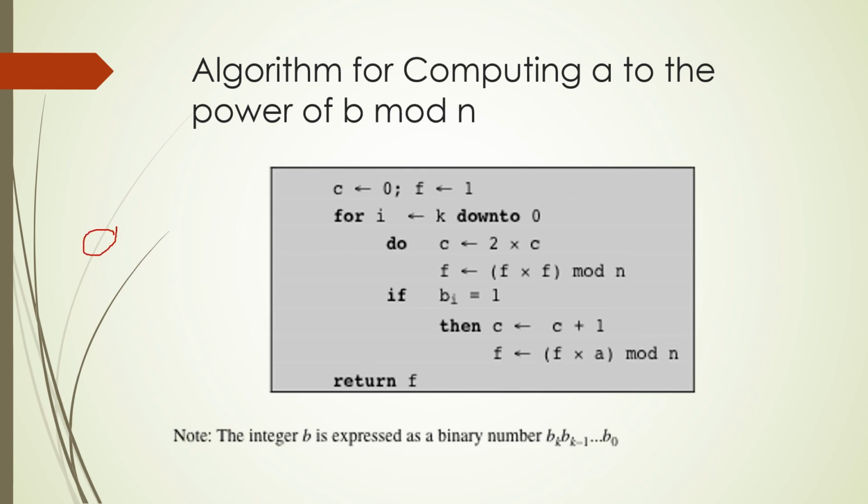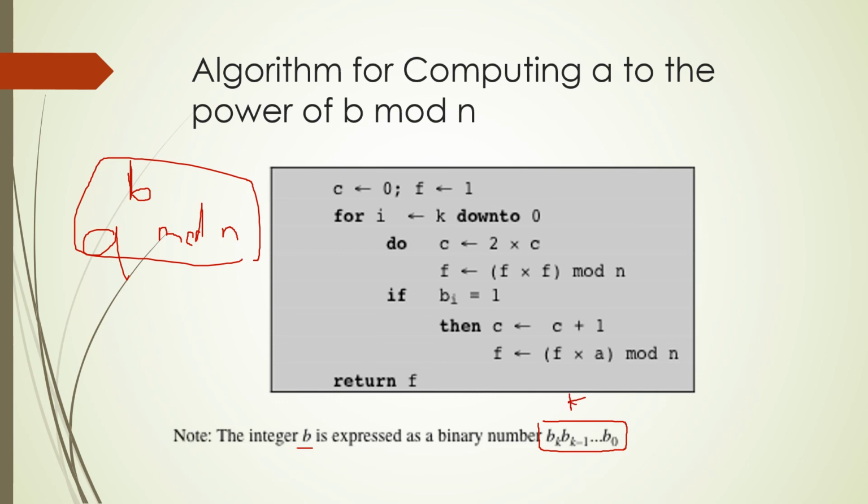So we're going to raise a to the power of b. We're going to find its mod when it's divided by n. We're going to do this very quickly. How is it possible? Imagine you have represented integer b using k plus 1 bits in binary, right?